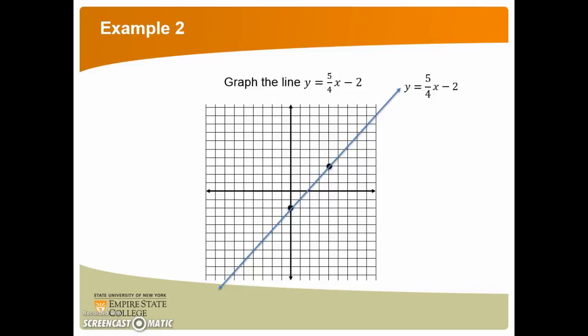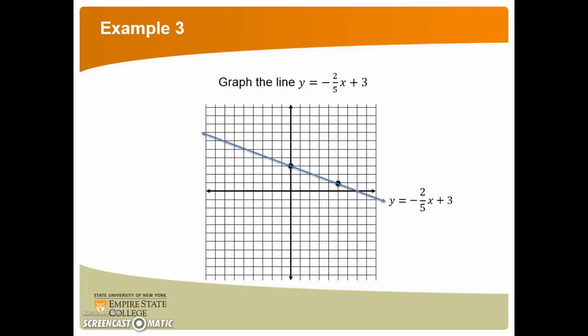Now let's see an example where the slope is negative. What if we want to graph the line y = -2/5 x + 3? The plus 3 at the end of the equation means our y-intercept is positive 3. Our slope is negative. We have the option of moving down 2 and right 5 spaces from the y-intercept, or up 2 and left 5 spaces. We choose the former. Connect the points and label the line.